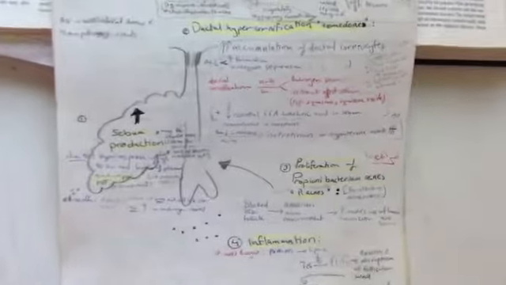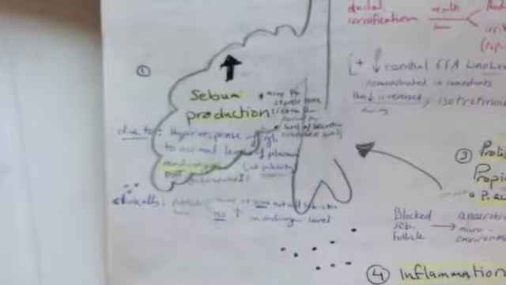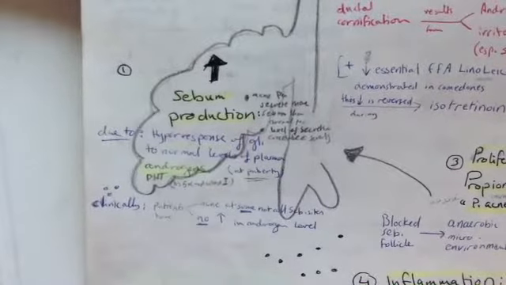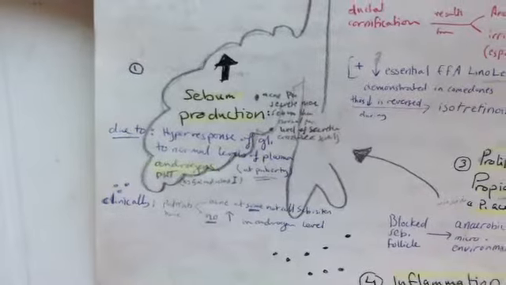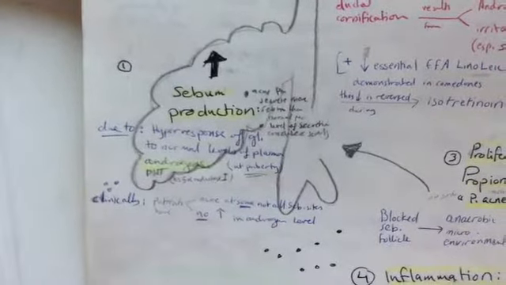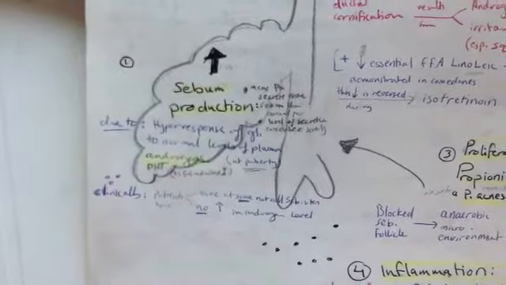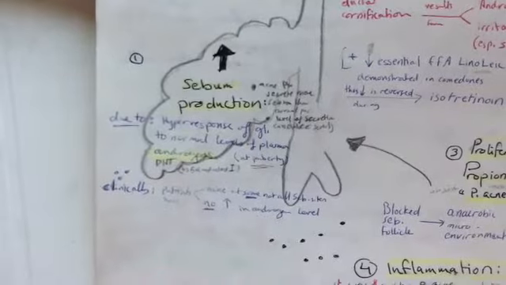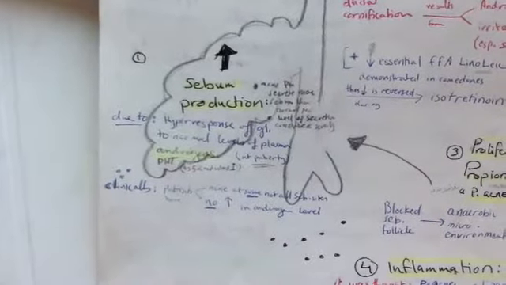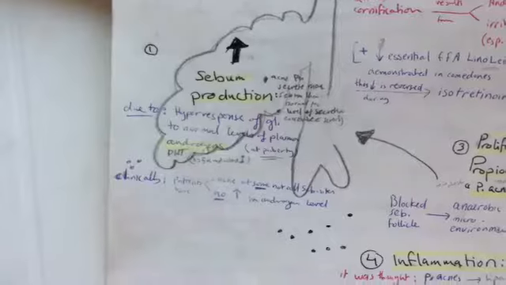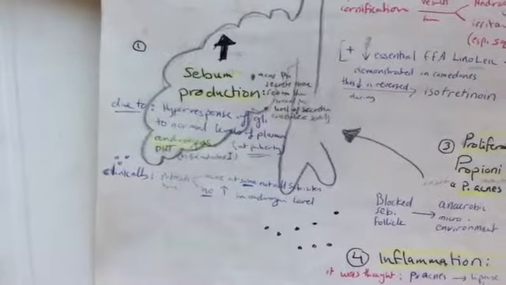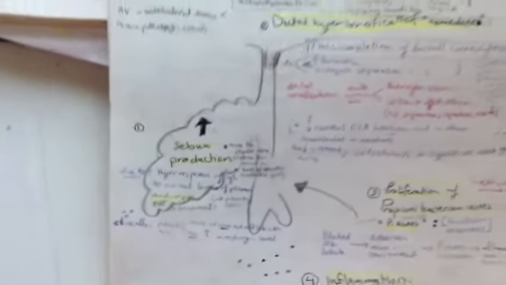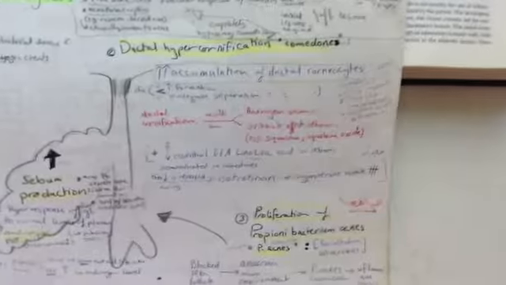Sebum production is due to hyperresponse of the gland to normal levels of plasma androgen. This happens at puberty. Clinically, patients have acne in some but not all sebaceous sites, and there is no increase in androgen levels in all patients. So sebum production occurs due to hyperresponse of the gland to normal levels of plasma androgen. The second thing is ductal hyperproliferation, comedones.